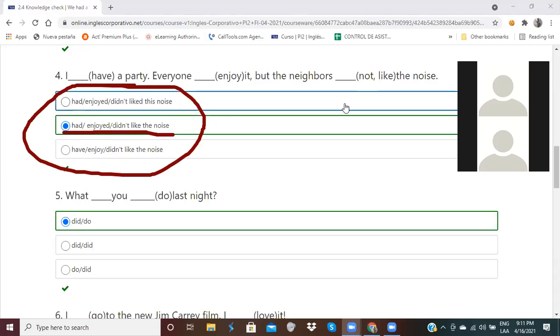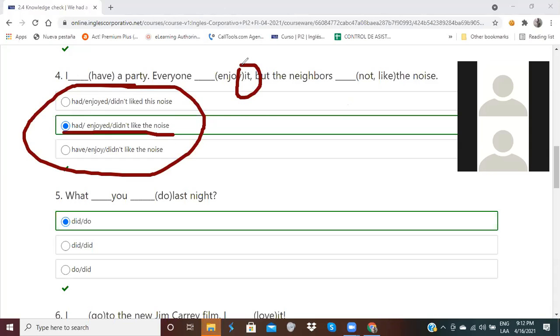Repeat, please. I had a party. Everyone enjoyed it, but the neighbors didn't like the noise. Perfect. Thank you, Marta. Dalia Santos, number 5.